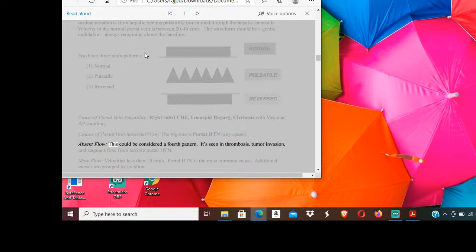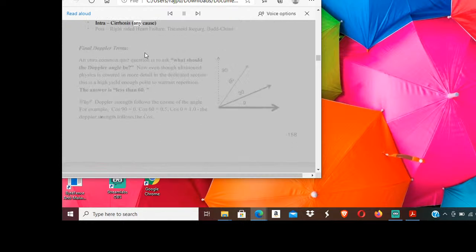Absent flow: this could be considered a fourth pattern. It's seen in thrombosis, tumor invasion, and stagnant flow from terrible portal HTN. Slow flow, velocities less than 15 centimeters per second, portal HTN is the most common cause. Additional causes are grouped by location: pre-portal vein thrombosis, intracirrhosis any cause, post-right-sided heart failure, tricuspid regurg, Budd-Chiari.